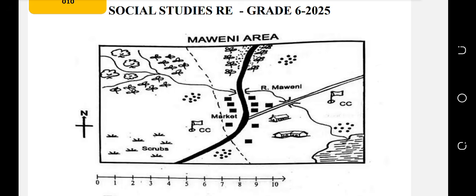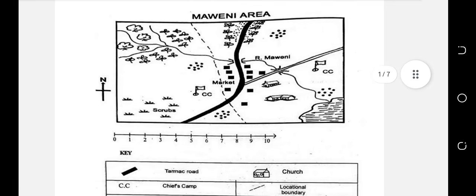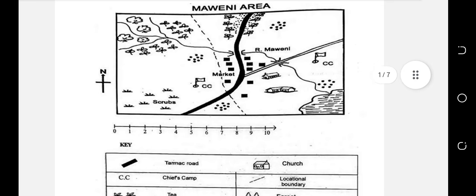Now this is Maweni area, and in Maweni area we have the map. On this map work, we can see the river Maweni flowing from northwest towards southeast. Then we can see the market, the CC and the flag, and then we can see the lake.